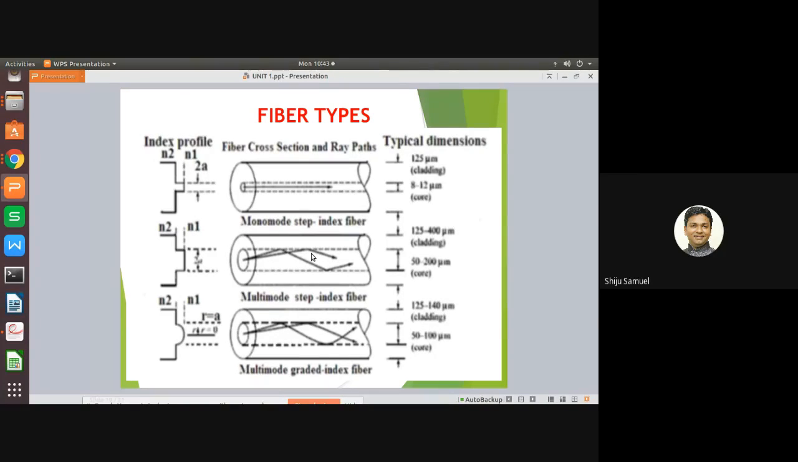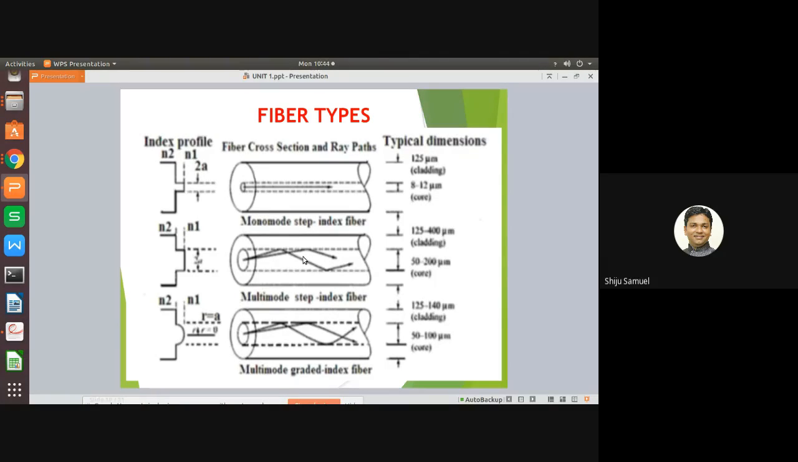So what happened? This type of single mode step index fiber has the distinct advantage. What is the advantage? That is low intermodal dispersion loss. So this is the advantage of single mode step index fiber, or monomode step index fiber. So this is the concept of the first diagram. Now come to the graded index fiber.